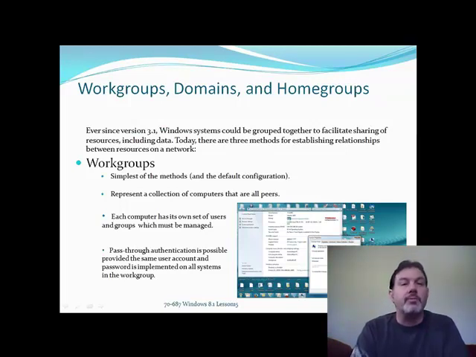The most simple method, and the one that's been around the longest, is workgroups. It is the simplest of methods and really the default configuration of any Windows system today. It represents a collection of computers that are all peers on the network. If I have a group of computers together in a room and they're all set up as workgroups, it's important to remember that even though these computers can work together, or you can, as a user, connect to these computers, each computer will have its own set of users and groups which must be managed.